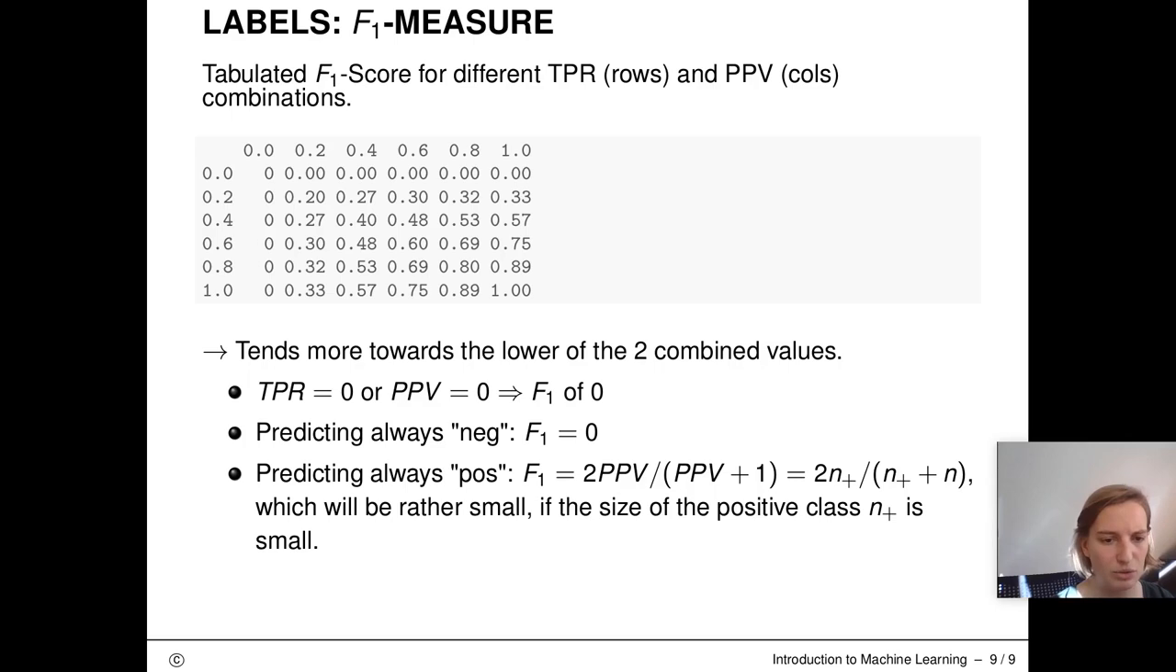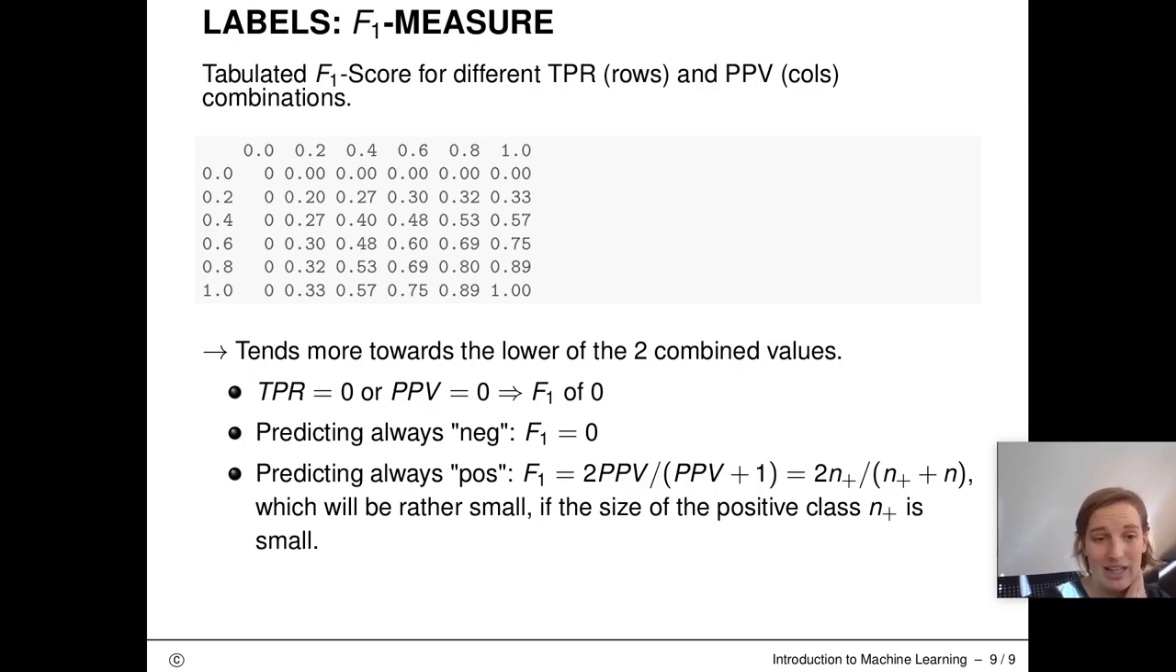This is simply due to the fact that the PPV in this case is simply n plus divided by n, because you're predicting everything as positive. So the number of elements that you predict as positive is n. Well, and of these n elements, n plus you have predicted correctly as positive. And if your positive class is rather small, then also the F1 will be rather small, which you can directly see from this formula.